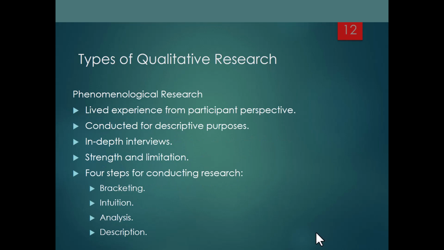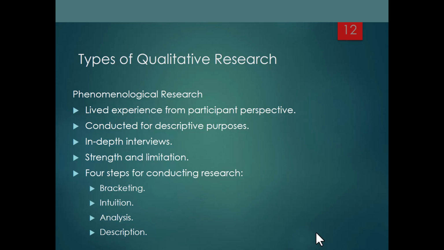Phenomenological research focuses on understanding the lived experience of a participant about a phenomenon from the participant's perspective. Researchers are interested in four aspects of lived experience: space, body, time, and human interactions. It's conducted for descriptive purposes. The research is not conducted to test hypotheses and does not use theory to guide their research. Data are collected through in-depth interviews with open-ended questions.